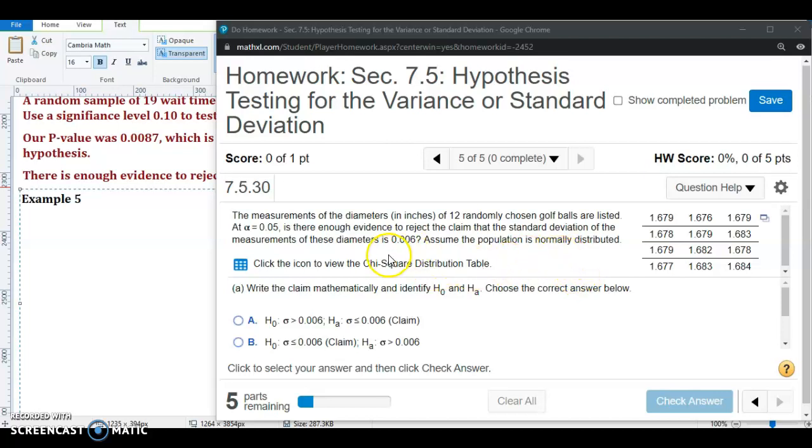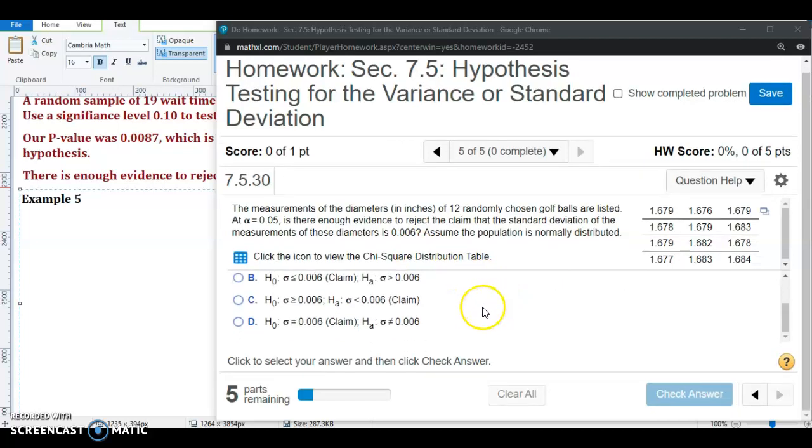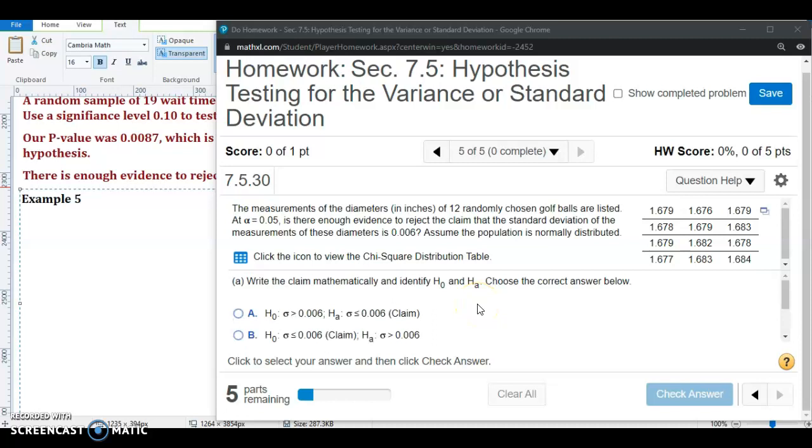Okay, so here the claim is that the standard deviation of the measurements of these diameters is 0.006. Okay, it doesn't say greater than, less than, no more than, or no less than, or whatever, right? It just says is 0.06. So what that means is that we're going to have the equal to symbol in the null hypothesis, and then the not equal to symbol in the alternative.